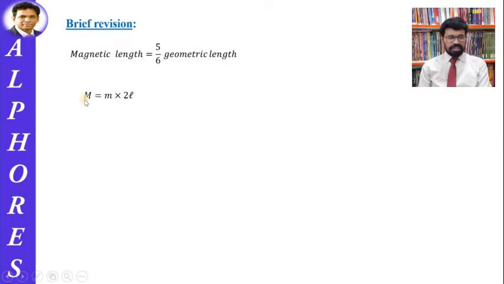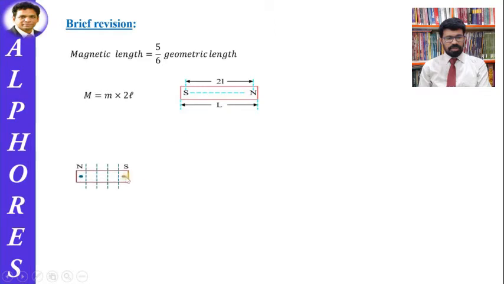And this is another equation that we talked about yesterday, the magnetic dipole moment equation. Magnetic dipole moment is equal to pole strength multiplied by magnetic length. 2L is the magnetic length. This is the bar magnet that we have considered. This capital L is the geometric length, and this 2L is the magnetic length, the separation between the south and north poles.